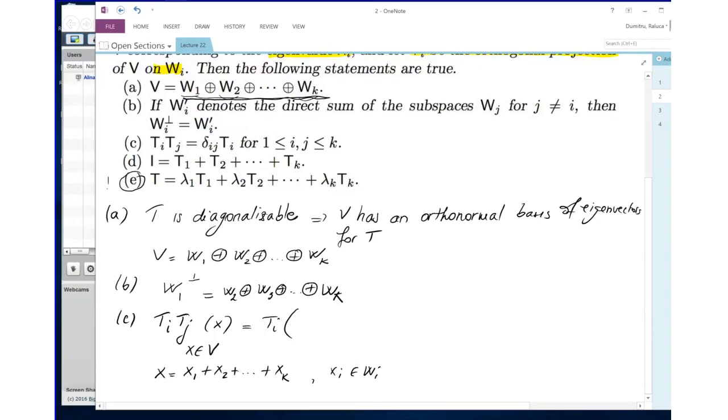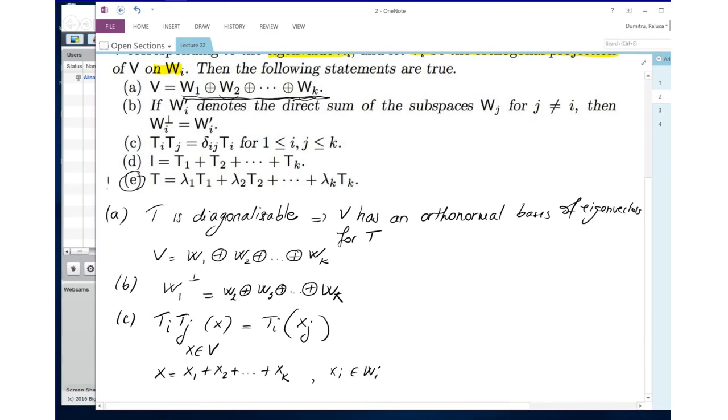And then Tj is the orthogonal projection onto Wj. So what will happen when you apply Tj to this x? What do you keep out of it? You just take the projection onto Wj, you just keep that part from Wj. So Tj of x will be xj.